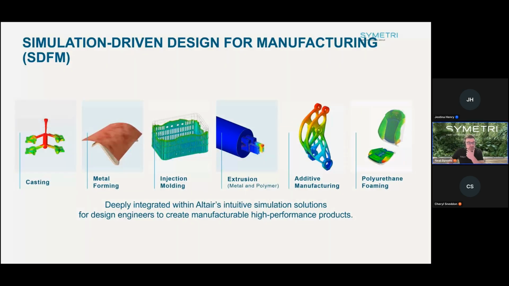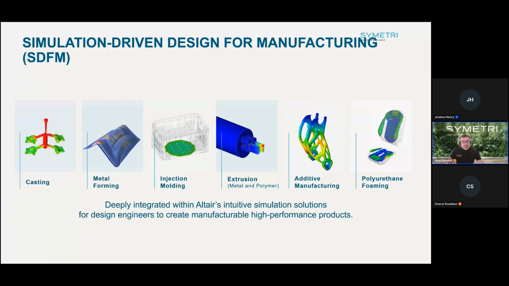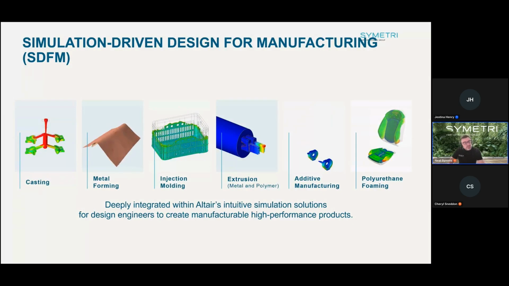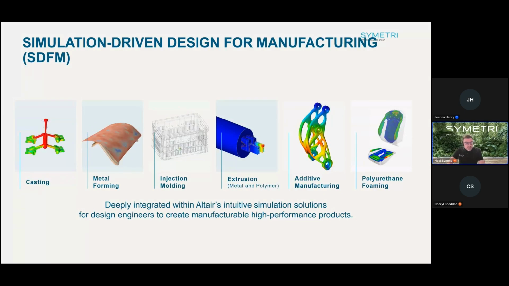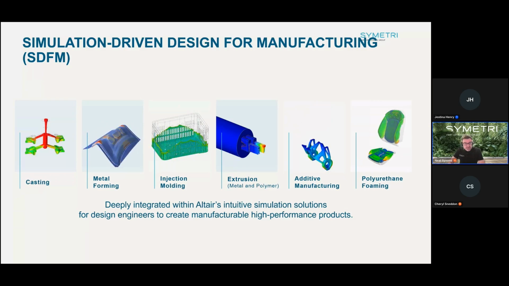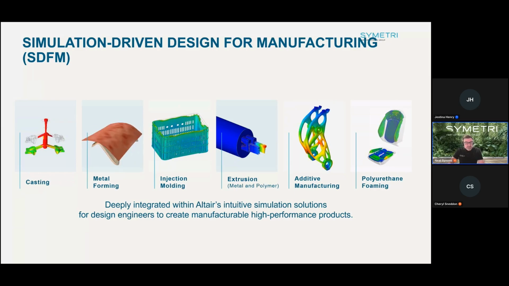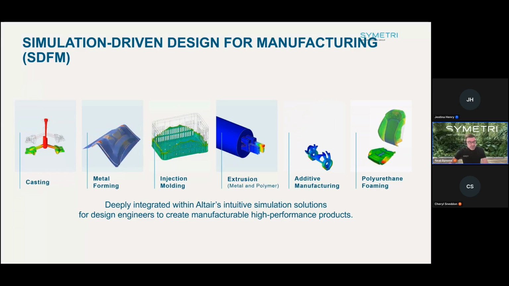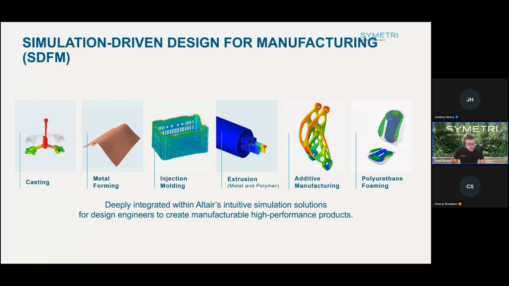Some of the key manufacturing methods and how simulation can be used to address their unique challenges within the Inspire portfolio. Today we'll talk about casting, and casting simulation is used to predict material flow, identify potential defects like porosity and shrinkage, and optimize gating and venting systems for better casting quality. For metal forming, simulation helps analyze the forming process, predict material flow, and identify potential issues like springback and wrinkling, leading to improved tool design and reduced scrap rates.